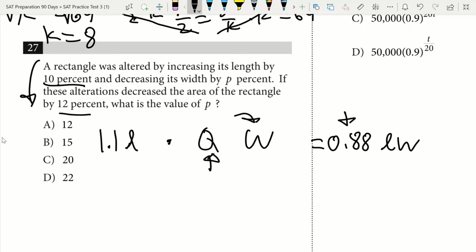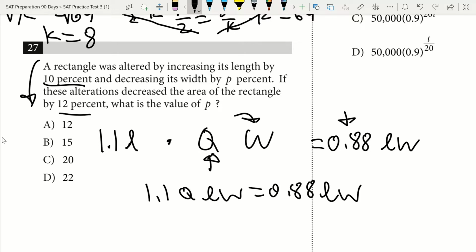So what I'm going to do here, I see that this could be rewritten as 1.1 QLW is equal to 0.88 LW. I see that my LWs are going to cancel, right? I divide each side by LW. They're going to cancel out. So now I'm going to have 0.88 equals 1.1 times Q. I divide each side by 1.1 to isolate Q.